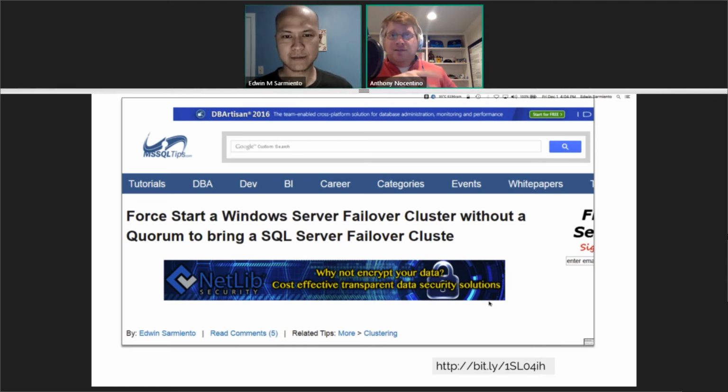So forcing a cluster to come online or forcing a cluster quorum sounds pretty nasty. Are there any side effects to doing that on our production systems that we need to worry about? Great question.